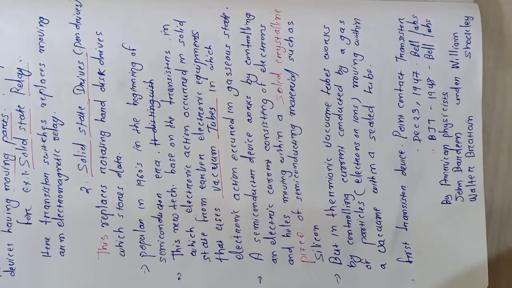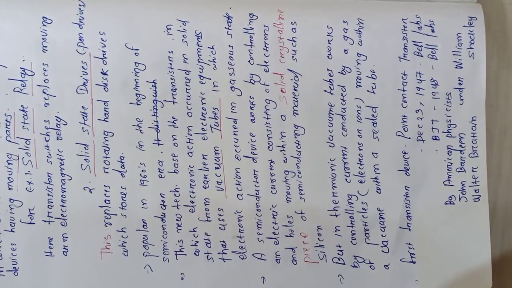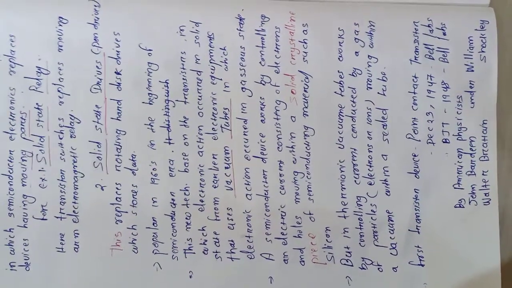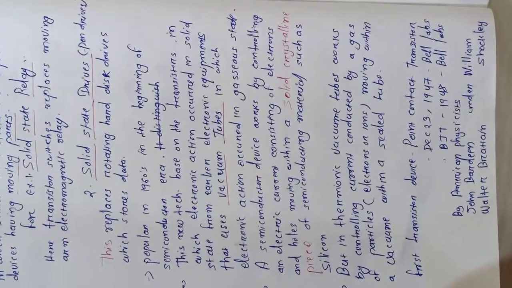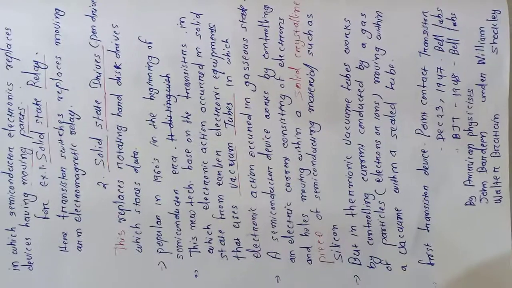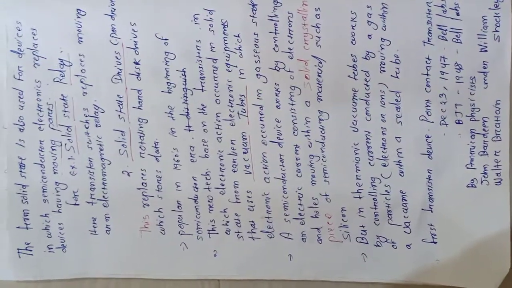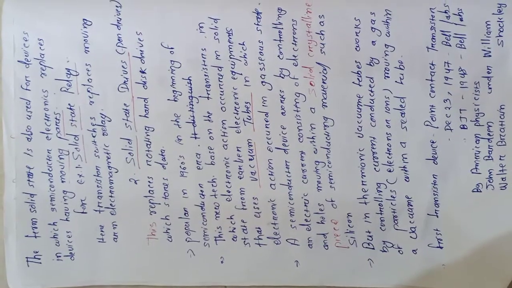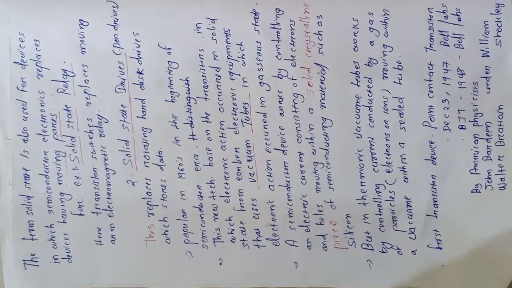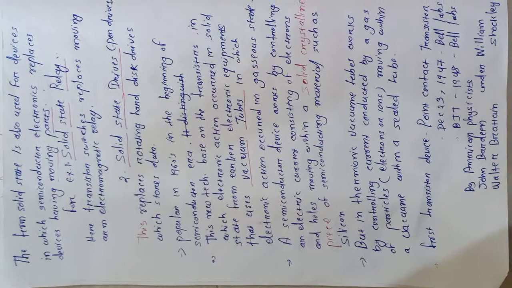These solid state devices became very popular in the beginning of the 1960s. That is the beginning of the semiconductor era. So earlier हमारे पास क्या था? So earlier we had vacuum tubes in which electronic action occurred in the gaseous state. So vacuum tubes के अंदर क्या है? gases होता है through which electronic actions take place.